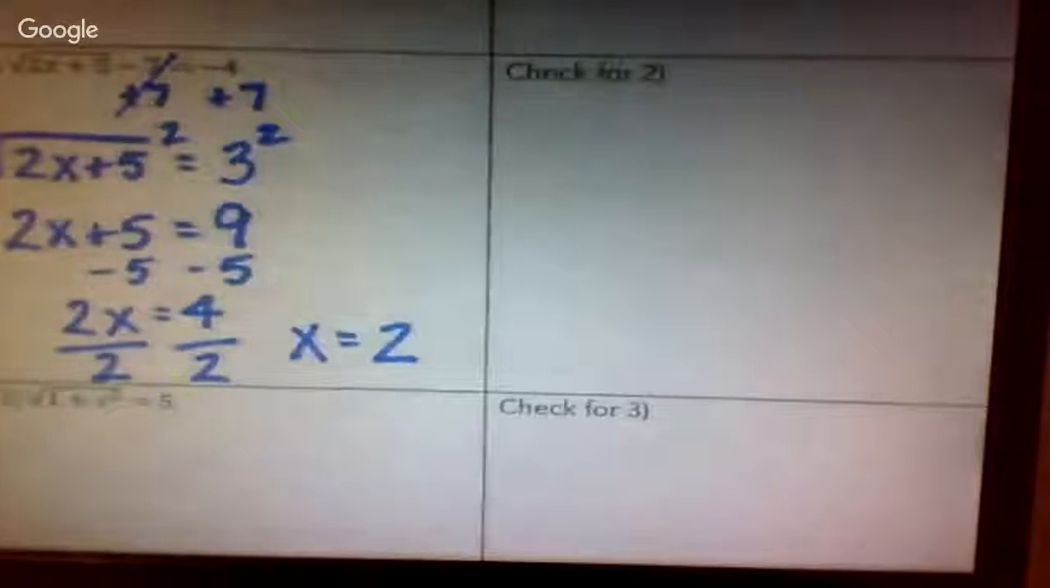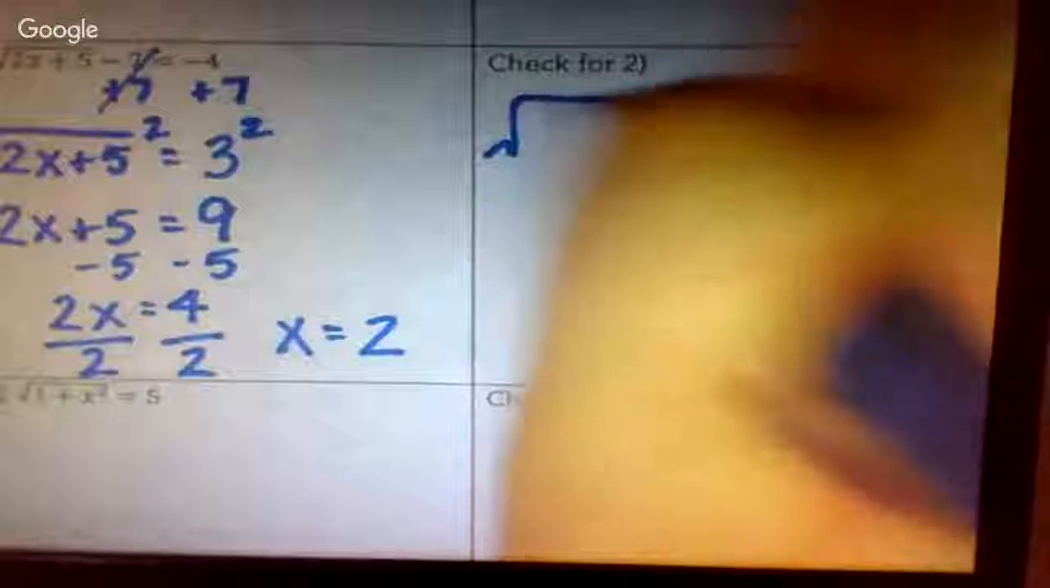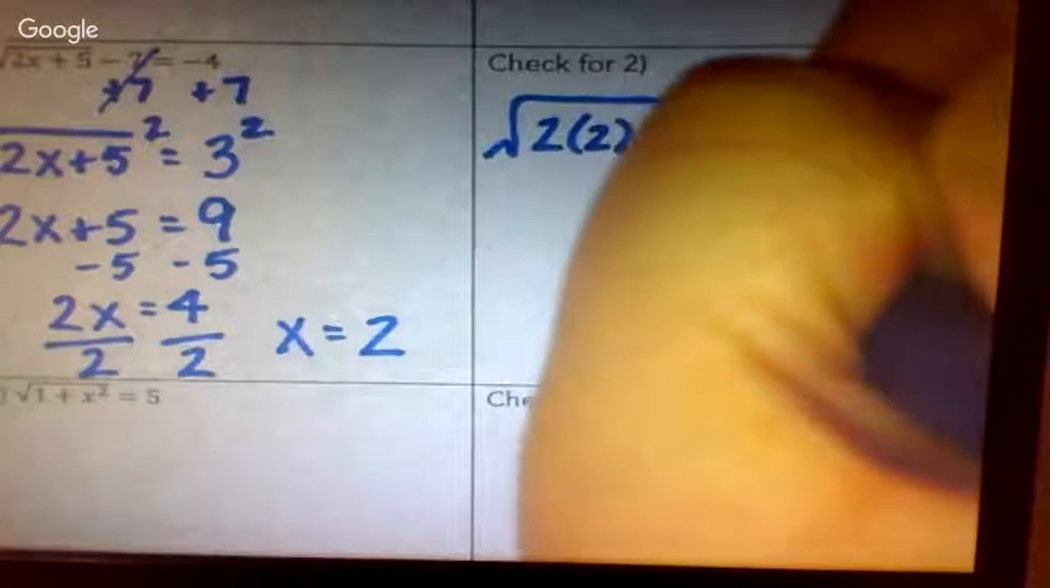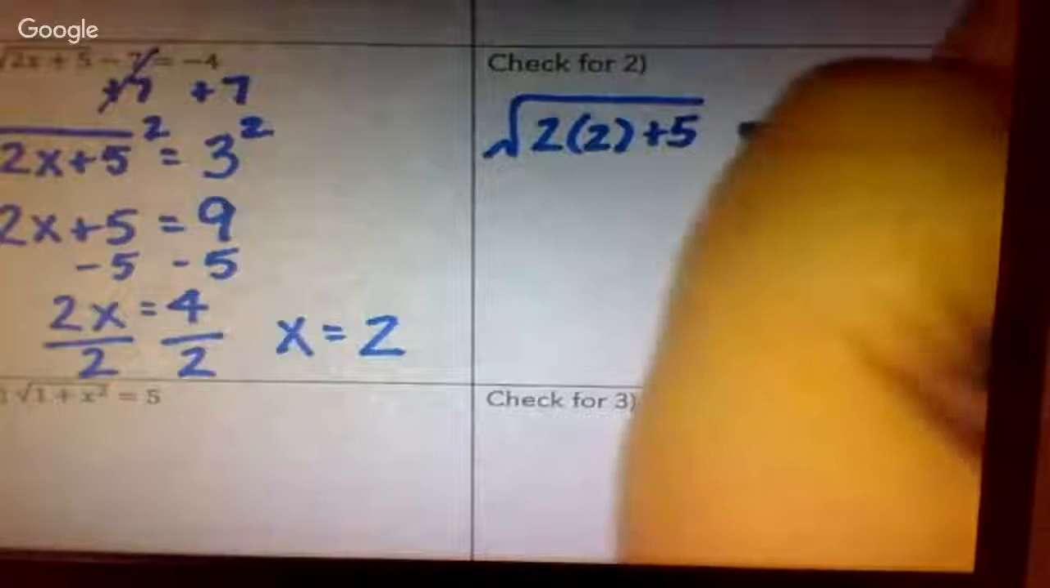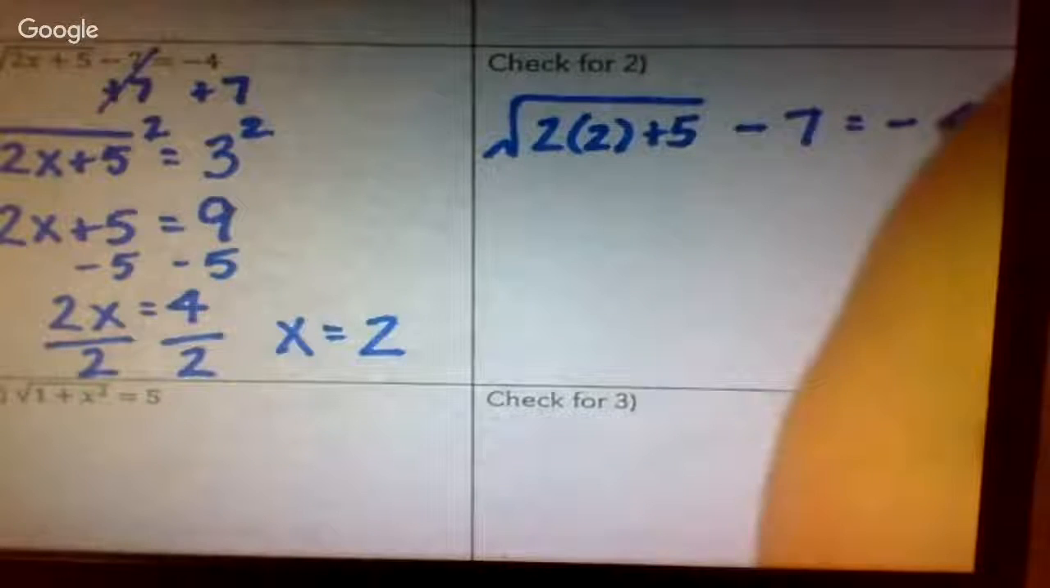Okay. On the right-hand side, we're going to check it. So let's plug it in. The square root of 2 times 2 plus 5 minus 7 should equal -4.